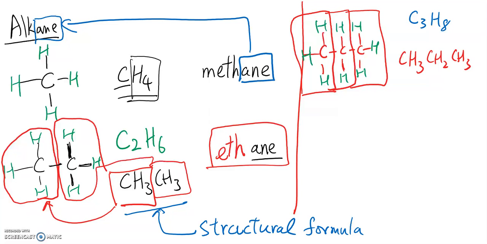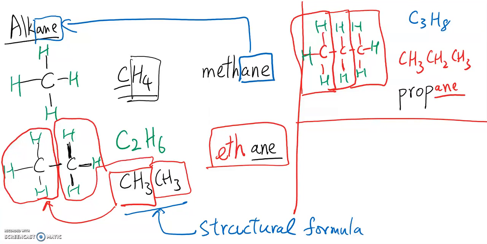This time, we've got 3 carbons, so we name it with the prefix prop. So can you give me the suffix? Yeah, you're right, because it still belongs to the homologous series of alkane, so we still end with ane.